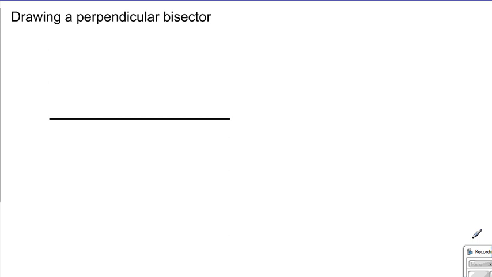Hello class. So today what we'd like to talk about is drawing a perpendicular bisector. As you can see, this line segment is given to you. Now we want to try to draw a perpendicular bisector.